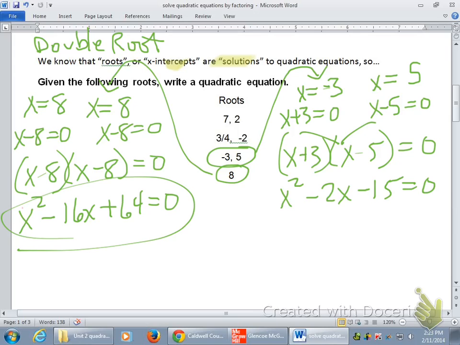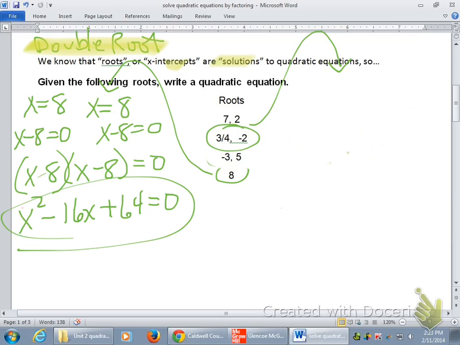All right? Double root, guys, double root. Don't forget about the double root. All right. I know you're already here, right? I know you've already done this much. I know you've already told me that it's x plus 2 equals 0, and I bet you've told me that it's x minus 3/4 equals 0, right? But we don't want to go this way, okay?